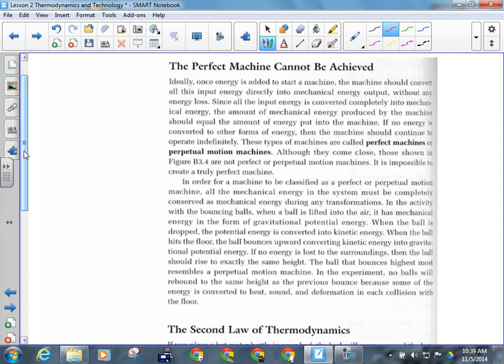Okay. Perfect machine cannot be achieved. How many people have heard of a perpetual motion machine? A perpetual motion machine is supposedly a machine that can run forever with no input of energy. Why can't that happen? Why can't a machine run forever without any input of energy?